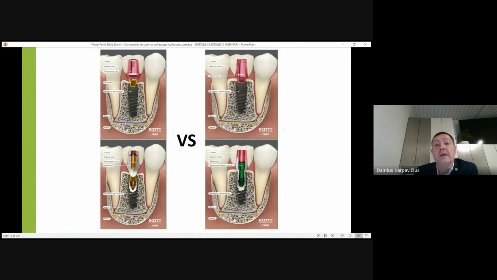T-bases. Yes, we can see here on the right part of the screen the construction of the fixation like on a T-base. A T-base is like a tube with a screw inside, and the dental prosthesis is fixed to the T-base, and the T-base goes into the implant, and we have screw retained.